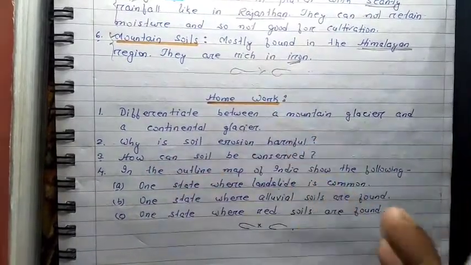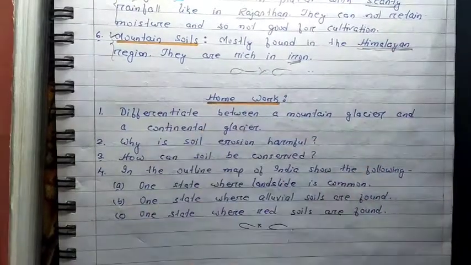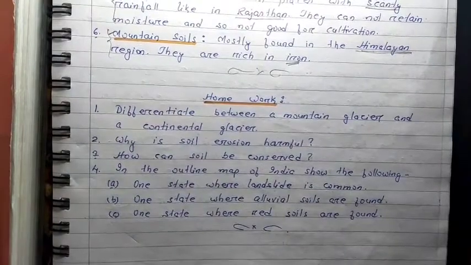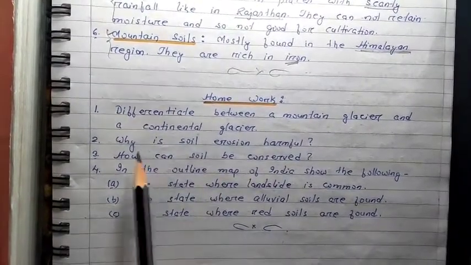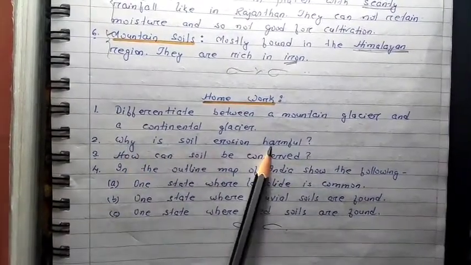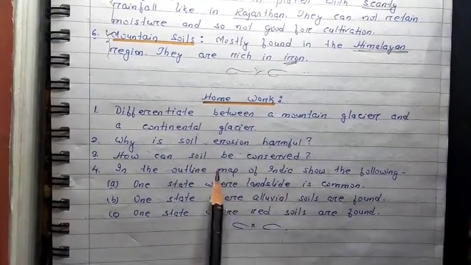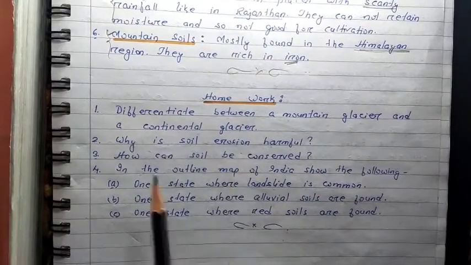Simply writing the sentences from the explanation or from the book will not work. You need to make some points of your own also. Think about it and find it out. Next one is: why is soil erosion harmful? What are the demerits of soil erosion? Of course, there are no merits. Demerits are there, so you have to mention few.